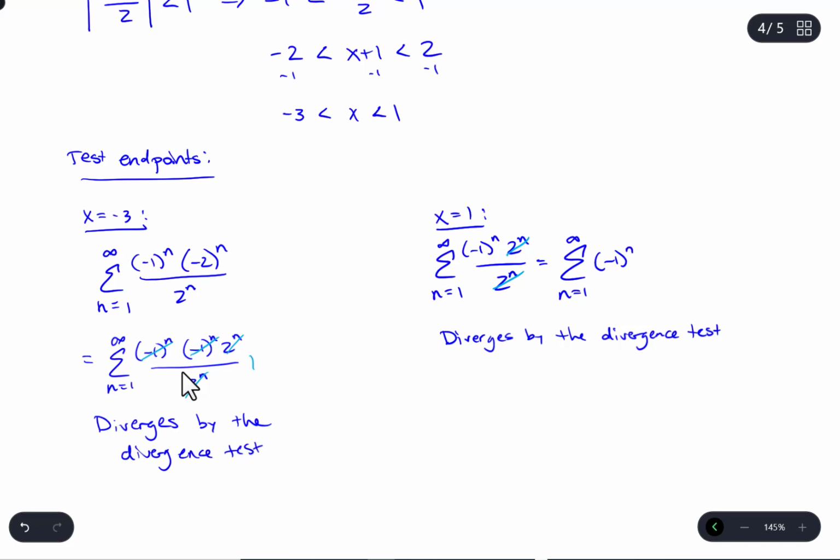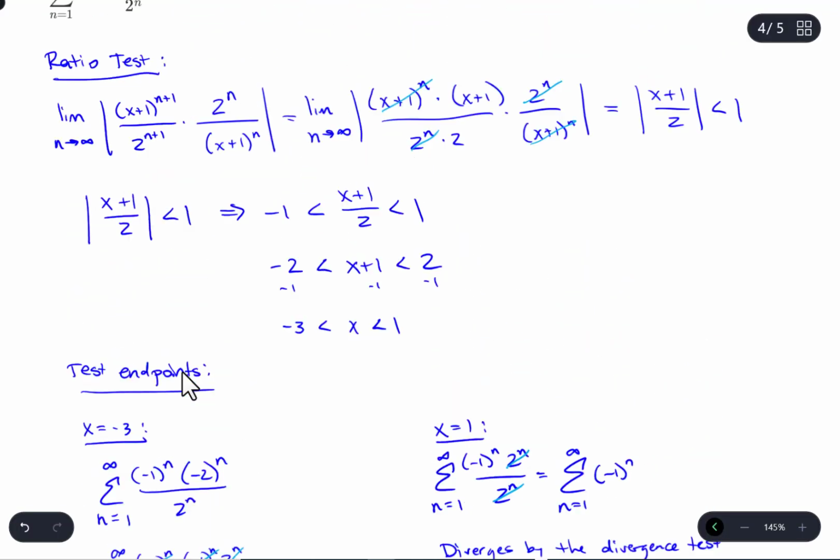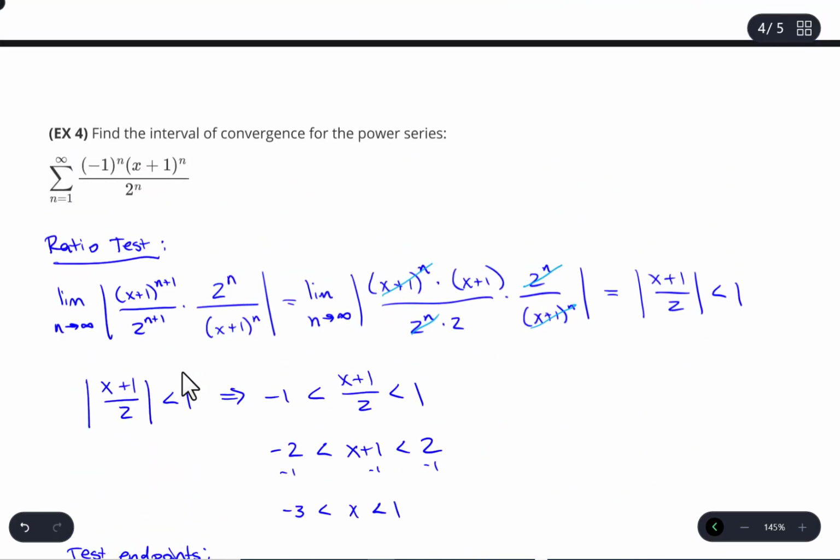So like I said, it's pretty rare that you would actually need to do one of the more advanced tests when you need to test your endpoints, because you've already done a ratio test in the problem. So generally, you're given an example where you don't have to do much work when you test those endpoints.